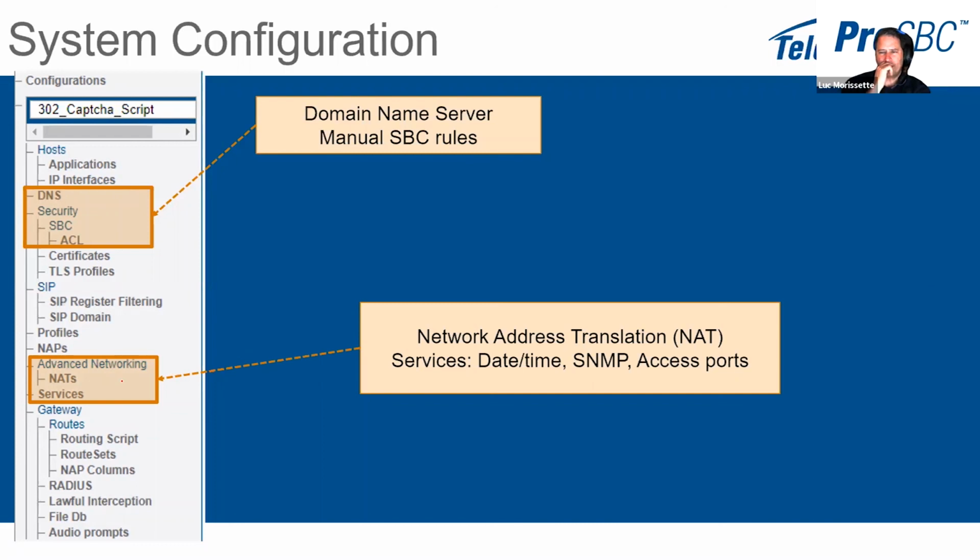In the advanced networking, you have the network address translation. This is where you configure the local and remote net I was explaining before. And then you also need to configure the services. For example, if you want to use SNMP, this is where you need to configure it. If you want to change SSH ports, HTTPS ports, you can go here. And also, if you want to configure NTP or just manually set the time, you can go here.